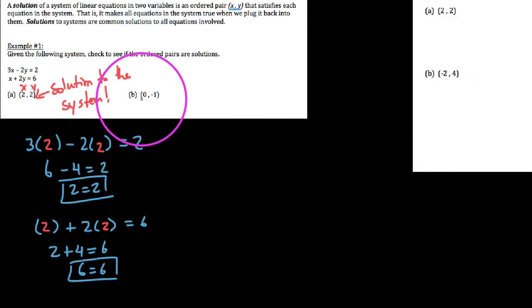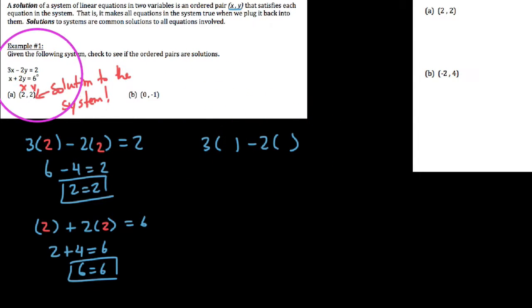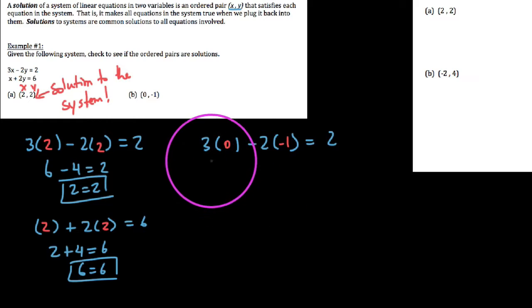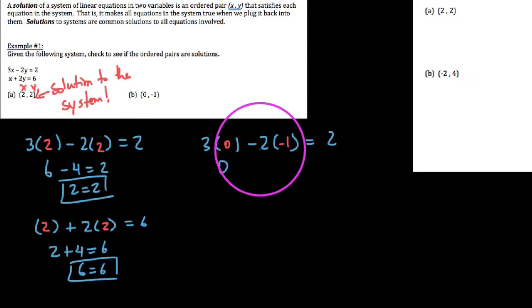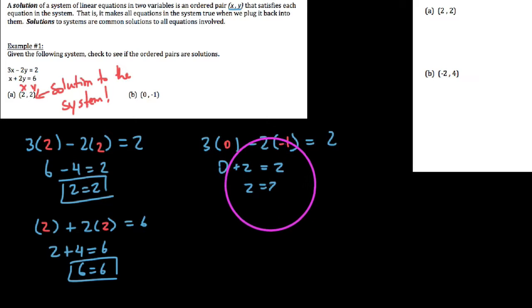My question now is, is 0 comma negative 1 also a solution to this system? So we're just going to check it the same way. We say 3x minus 2y is equal to 2. I've taken out the values for x and y, and we're going to substitute in 0 for x and negative 1 for y. So evaluating this, we get 0, and a negative 2 times a negative 1 is a positive 2. So again, easily we can see that this one is satisfied.